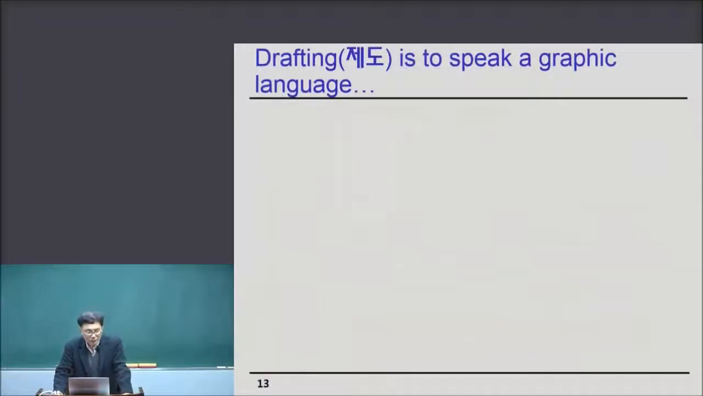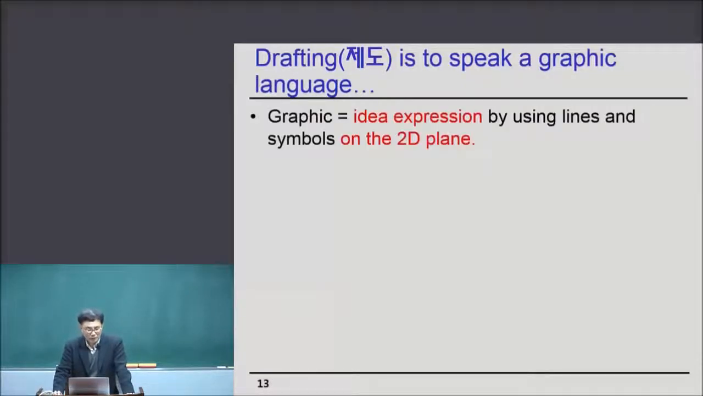Okay, the drafting, which in the Korean language we call jaedo. Drafting is to speak a graphic language, right? So graphic is the idea expression by using lines and symbols on the 2D plane. So that is a graphic.